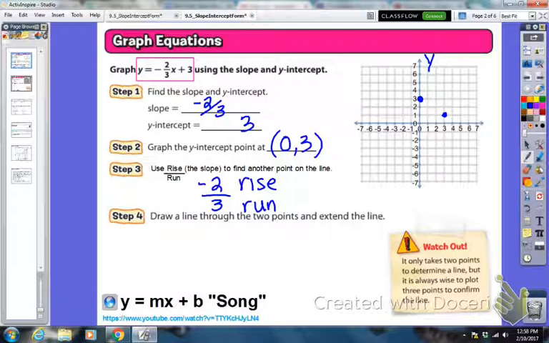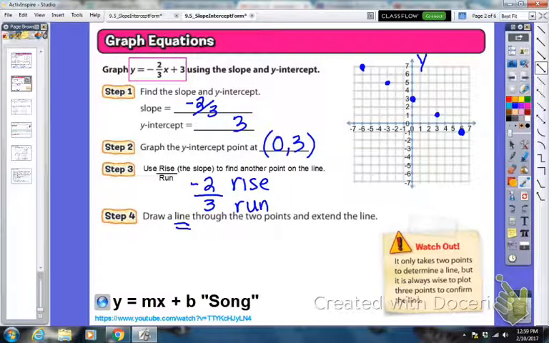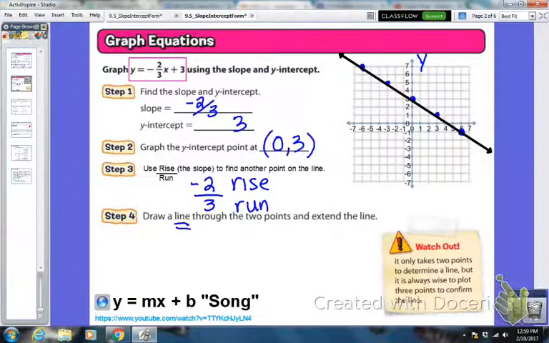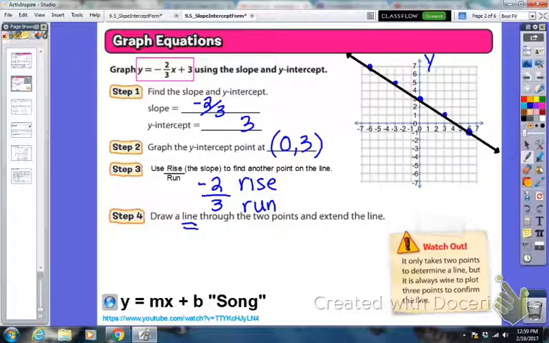If I continue that pattern from here, go down another 2, to the right another 3. I can also reverse both directions. Instead of going down and to the right, you can go up and to the left. So up 2, left 3, up 2, left 3. And lastly, we have to draw a line through the points and extend the line. Make sure you have arrows on it. So use a straight edge, a ruler, a piece of paper, a folder, anything that has a straight line to it, and connect the points.